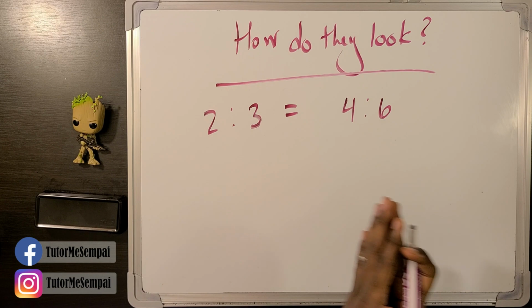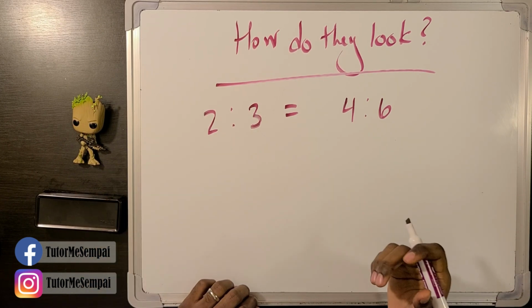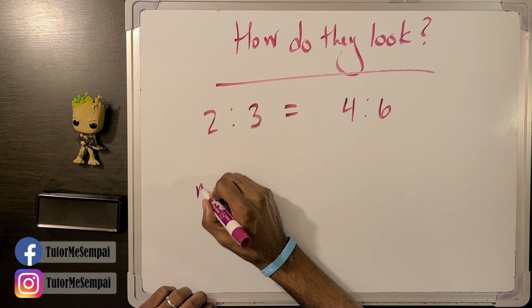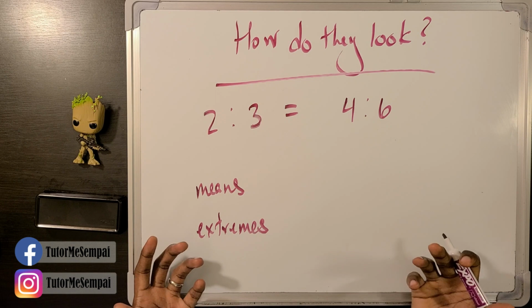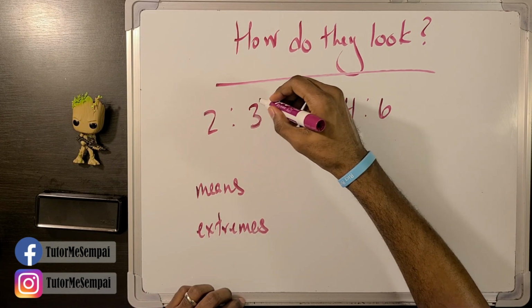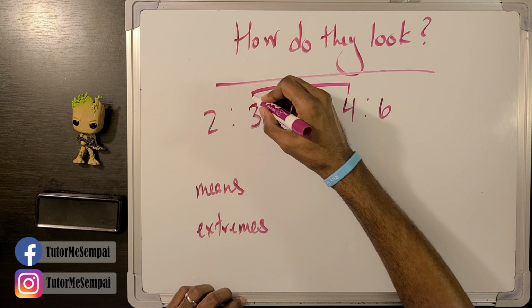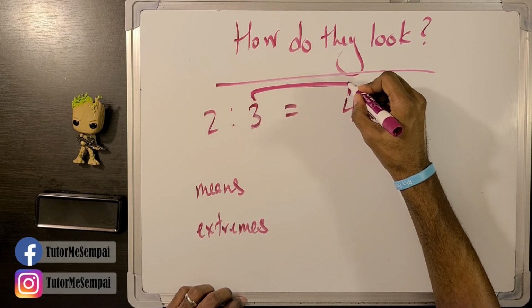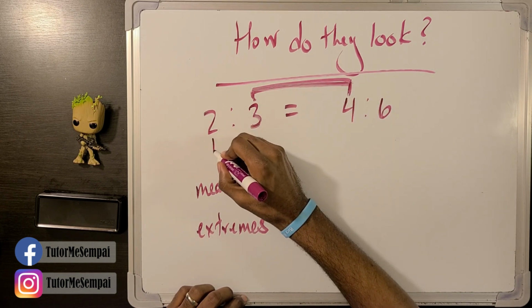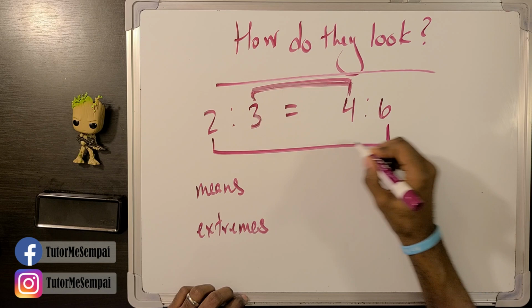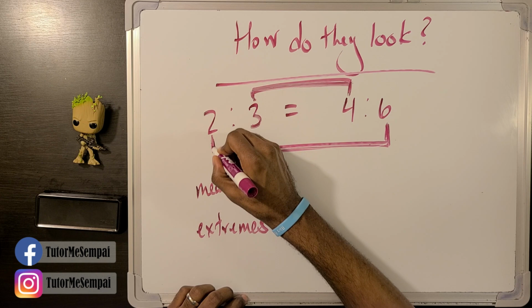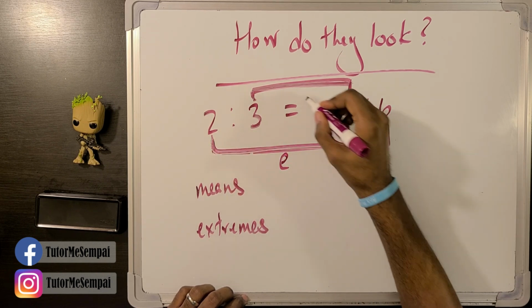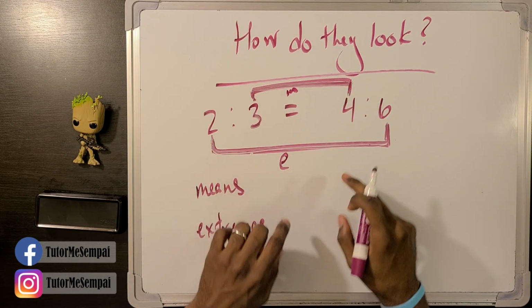Now, your proportion has different parts. Mainly two parts to be concerned with, and they're called the means and extremes. Now, what are the means and extremes of the proportion? Well, the means is going to be the inside numbers. So these two numbers of your proportion are going to be the means. And the extremes are going to be the outside numbers of your proportion. So these two numbers on the outside are your extremes. So E, and that's going to be an M. So the extremes and the means.